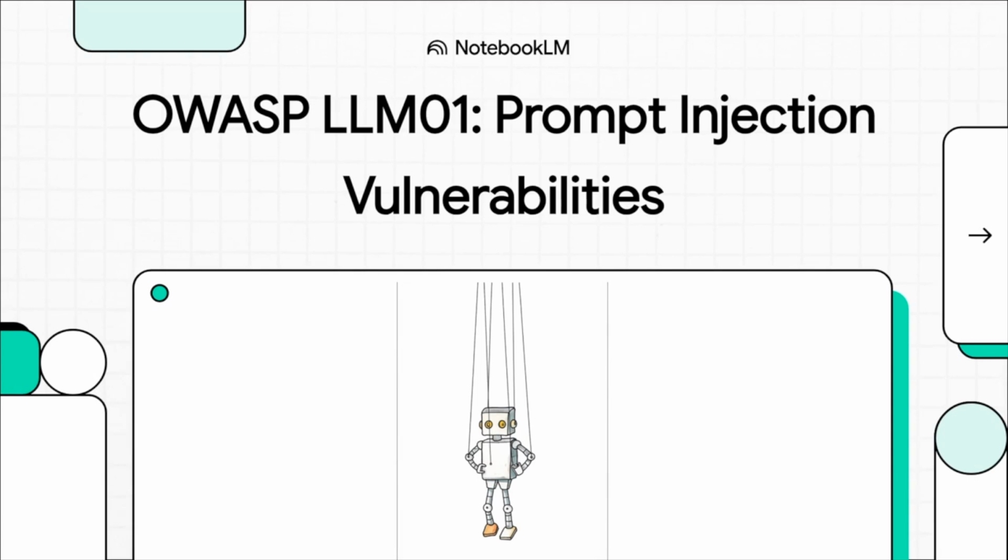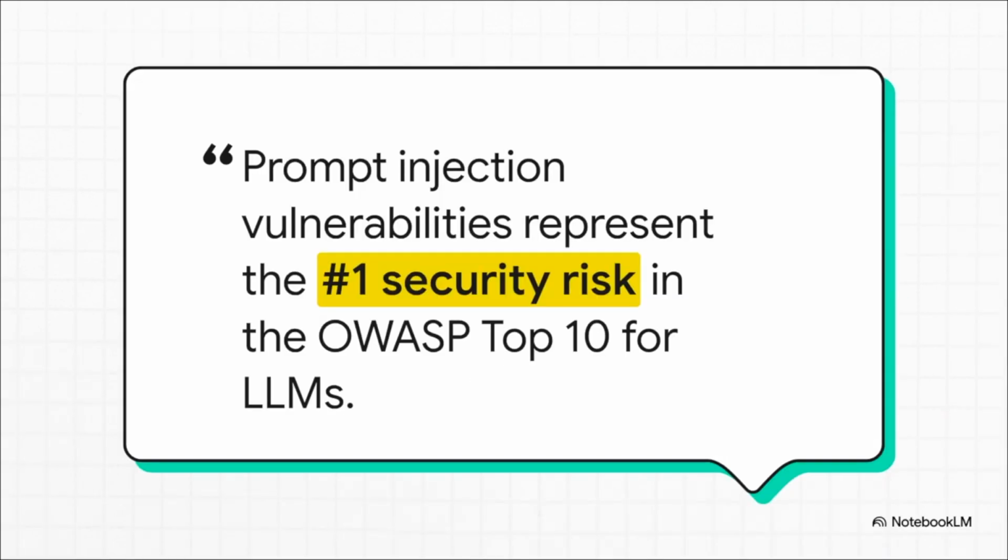All right, let's jump right in. Today, we're tackling what is, without a doubt, the single biggest security risk for large language models. Seriously, if you're building anything with generative AI, you're going to want to pay close attention to this. And look, that's not just me saying it. This comes straight from OWASP, the Open Web Application Security Project.